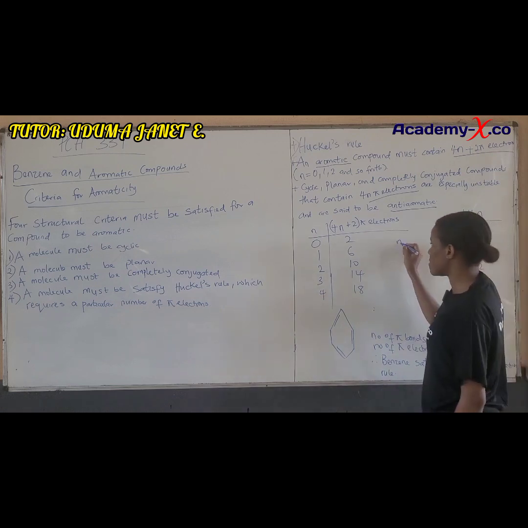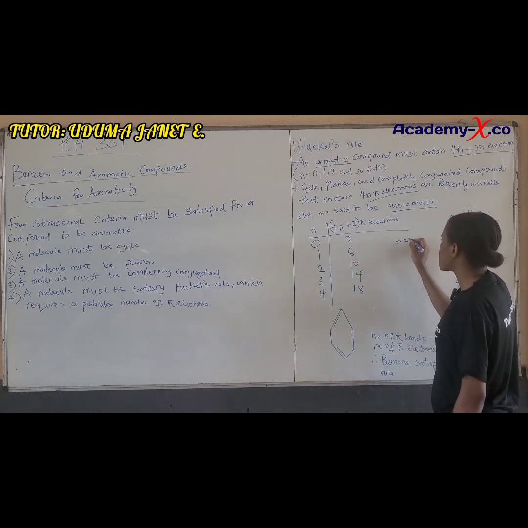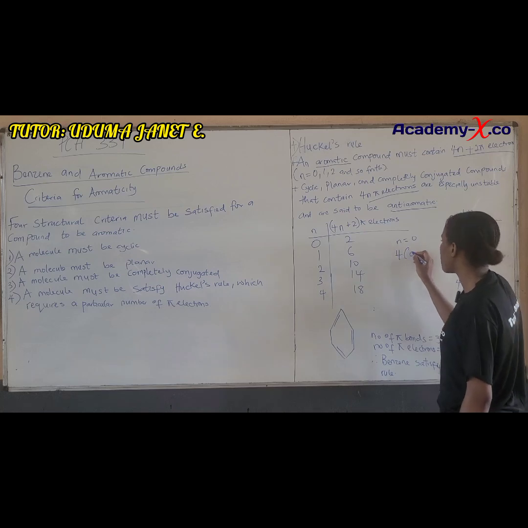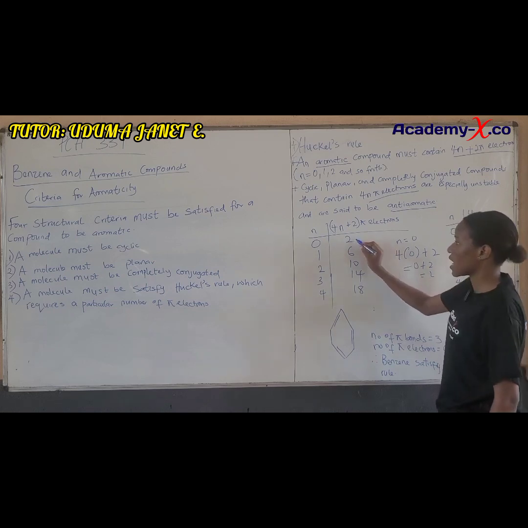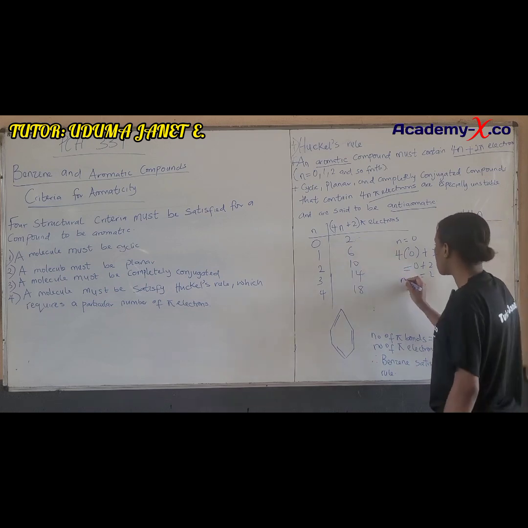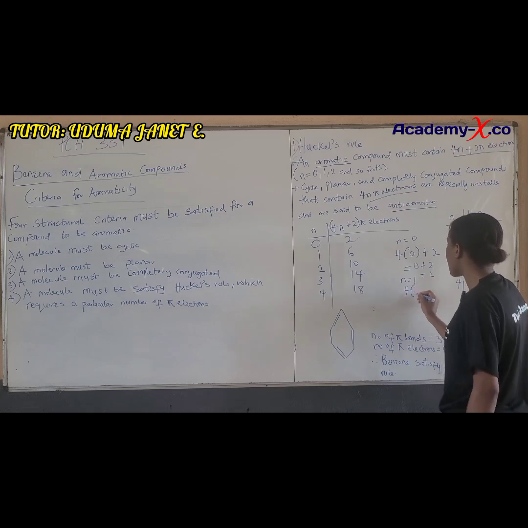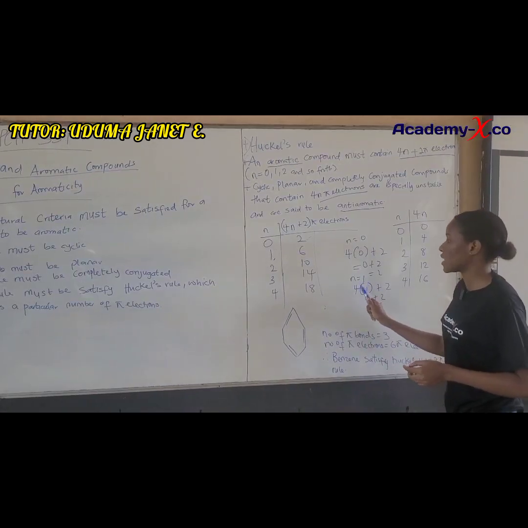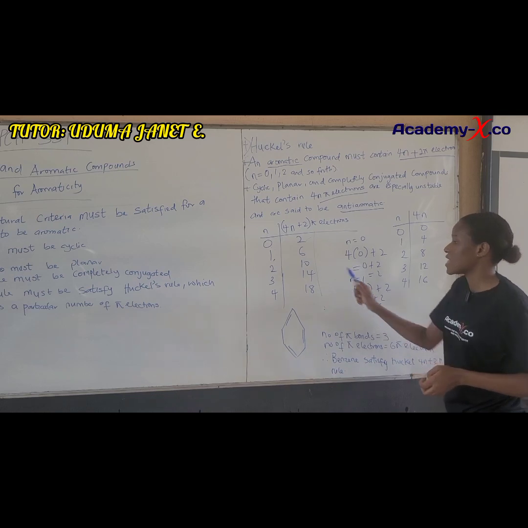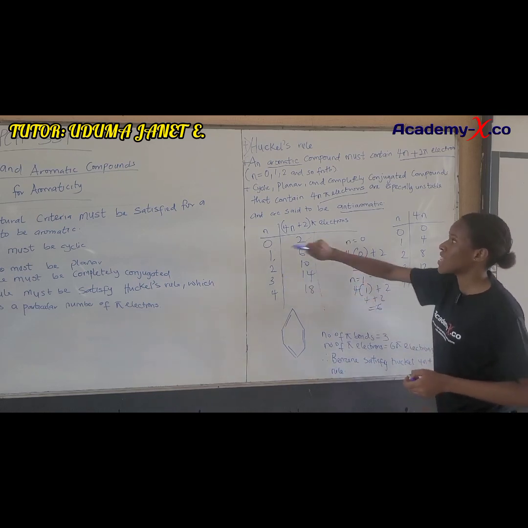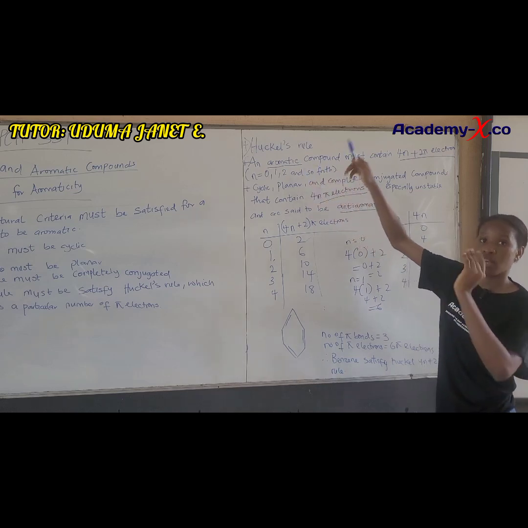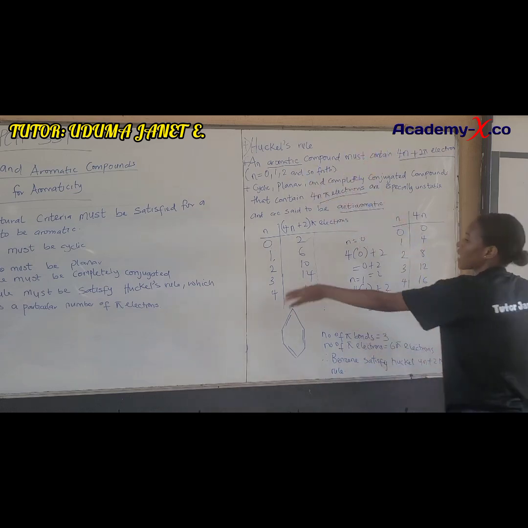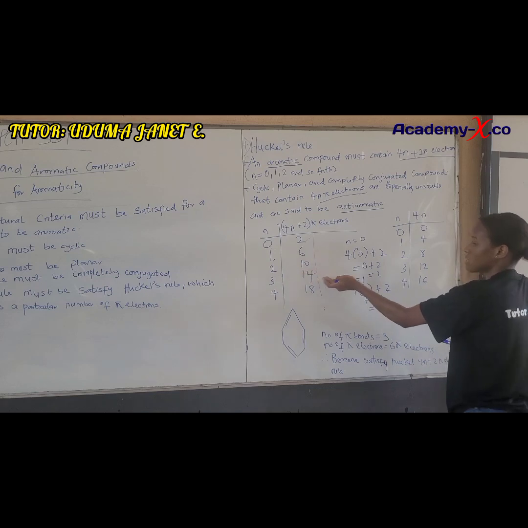If n is 0, we are calculating 4 times 0 plus 2, which is 0 plus 2. That's 2. That is why we have 2 pi electrons here. If n is 1, it's 4 times 1 plus 2. That's 4 plus 2, that's 6. That's how we had 6 here. And if n is 2, like that, because we said our n can be 0, 1, 2, and so forth. After calculating, if n is 3, you have 14, and if n is 4, 18.